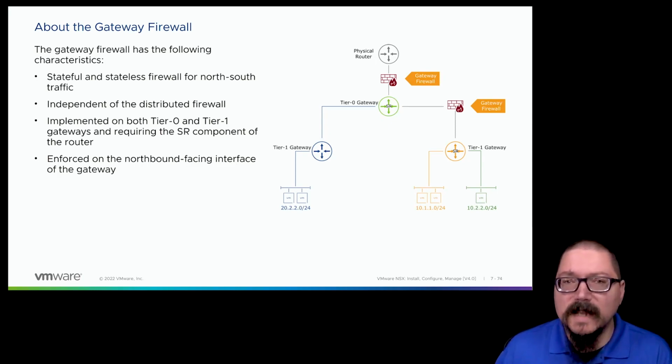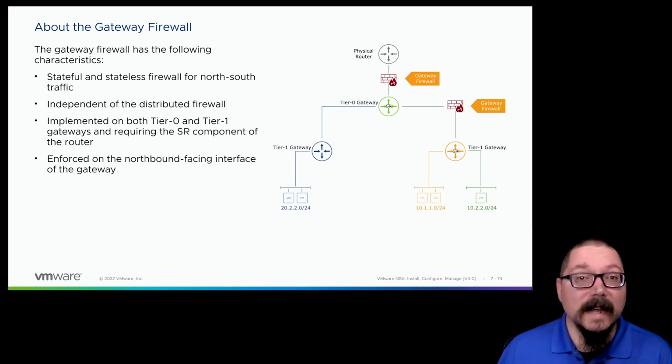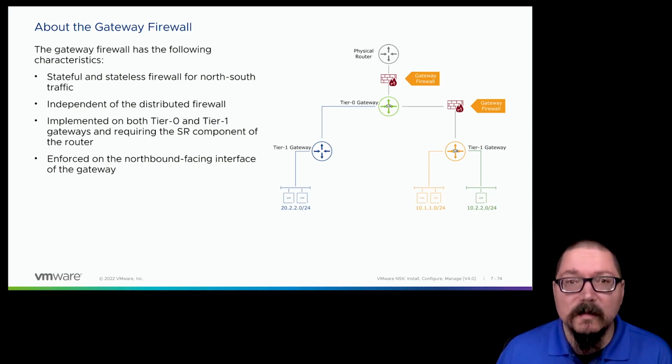Which means that, for example, here we've got our yellow tier 1 gateway on the right. Well, if one of my workloads in the 10.1.1 yellow segment wants to talk to a workload in the 10.2.2 green segment, that traffic's going to traverse a downlink interface to get to the tier 1 gateway, and then directly out another connected downlink interface to connect to the 10.2.2 network. In other words, the traffic there never crosses that northbound facing interface. It'll never be filtered by the gateway firewall.